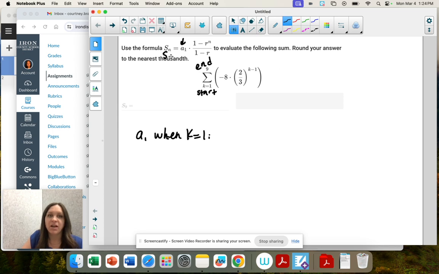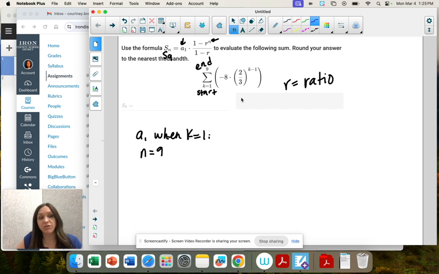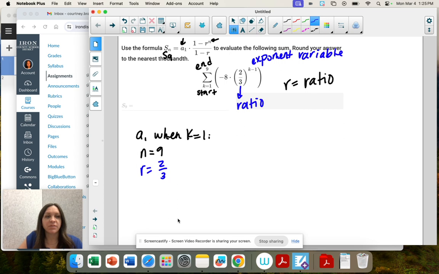So we're trying to find the sum after 9 terms. Okay, so n equals 9, and that goes right here in our formula. R is the ratio. And for this part, you have to know that this is a geometric sequence because there's an exponent with a variable. And next to that, the 2/3, that's the ratio. So R is 2/3. And that's everything we need for our formula.